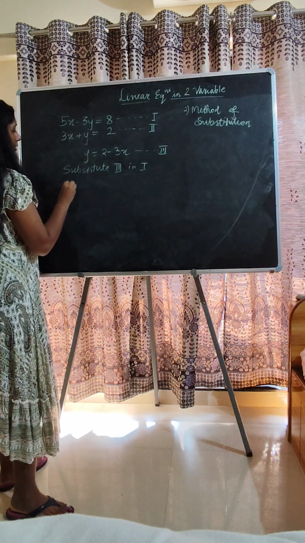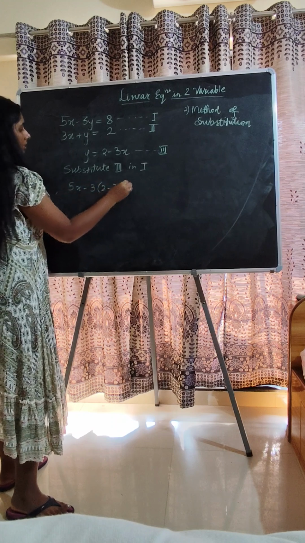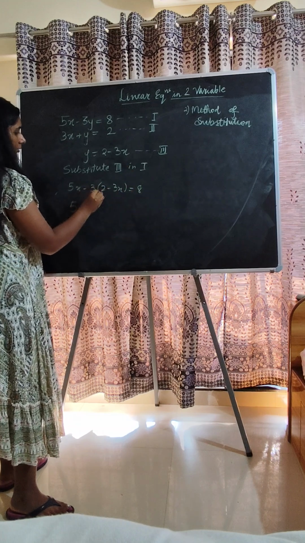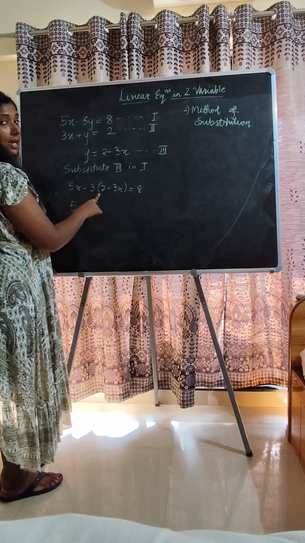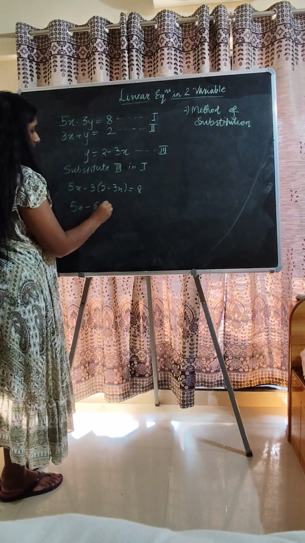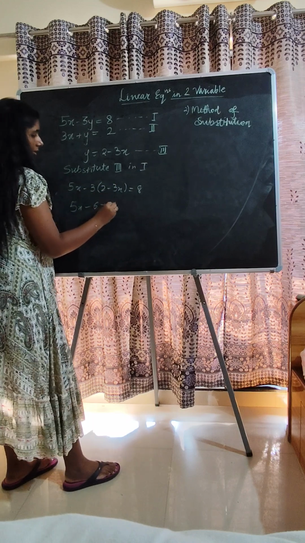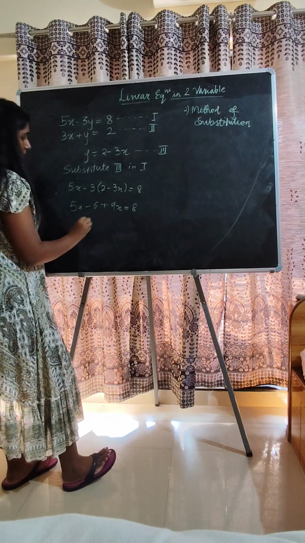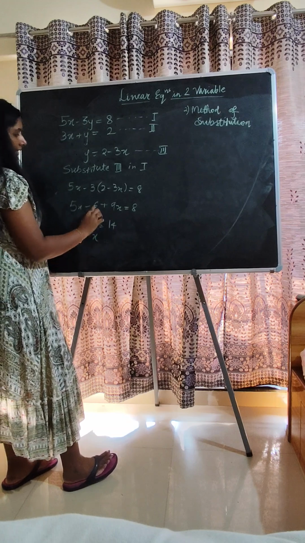Now when you substitute, 5x minus 3 into 2 minus 3x is equal to 8. 5x minus 3 twos are 6. Sign of the minus number, because minus into plus is minus. Minus into minus is plus. We are multiplying this, right? Minus 3 with minus 3x, so plus 9x is equal to 8. 9 plus 5 is 14x is equal to 14. 6 I take on this side.